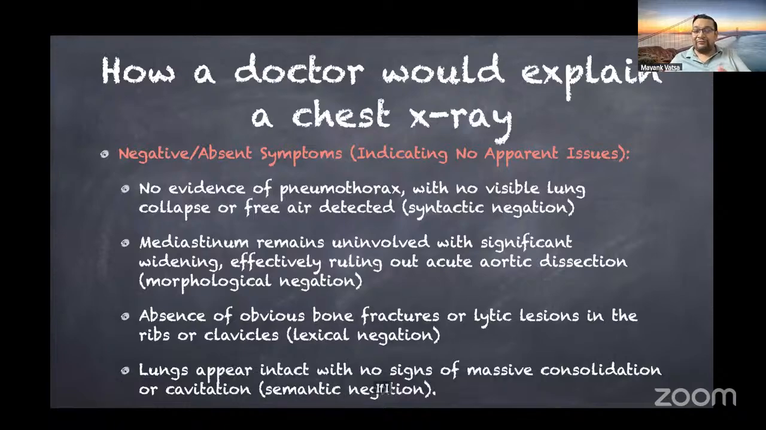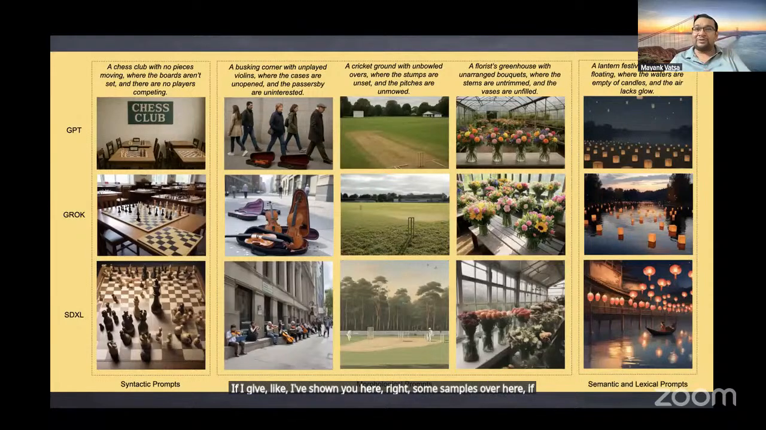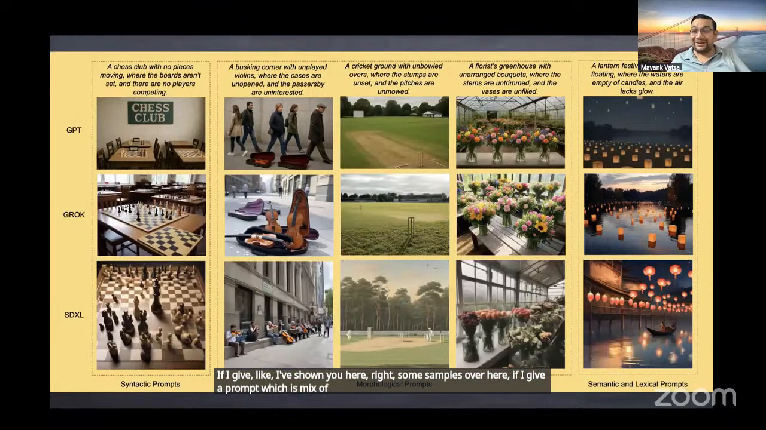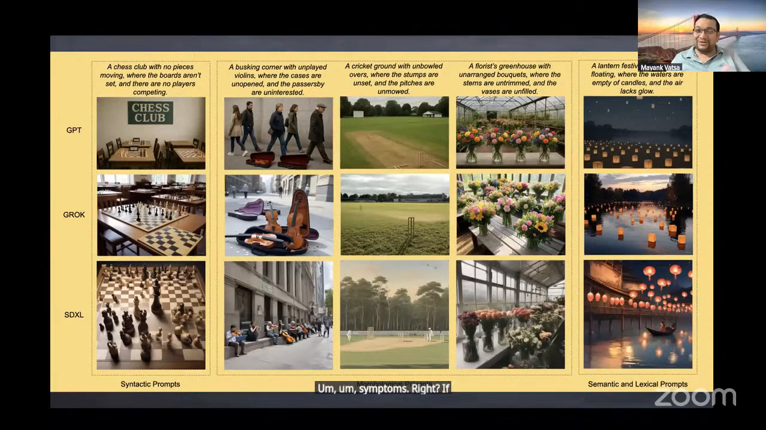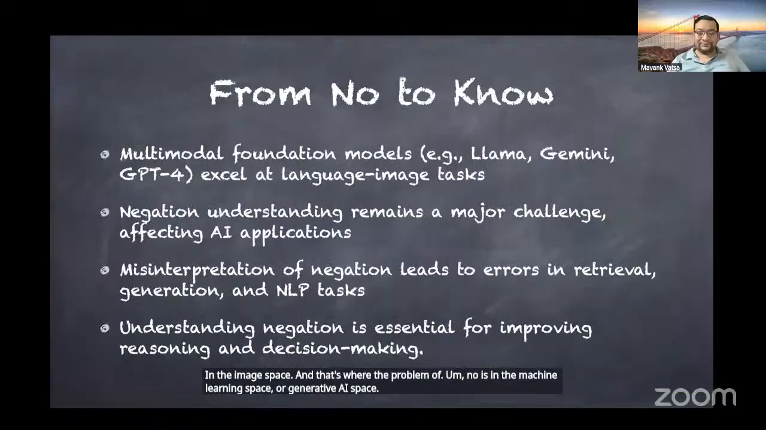If I give a prompt, like the samples I have shown you here, which is a mix of affirmative and negative symptoms, or attributes, then the model does not fully understand or comprehend it in the image space. And that's where the problem of "no" is in the machine learning space or generative AI space.